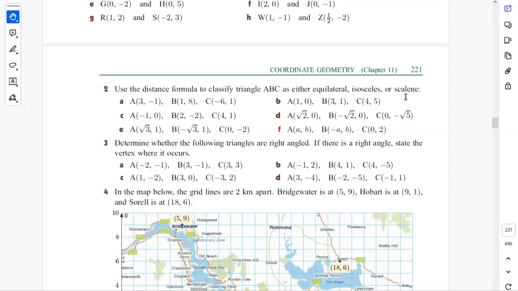Pythagoras. So you will go one length squared plus another length squared. Does it equal the third length squared? How do you know which one it's meant to equal squared? The longest. That's your hypotenuse. That's your c squared. Does that make sense?